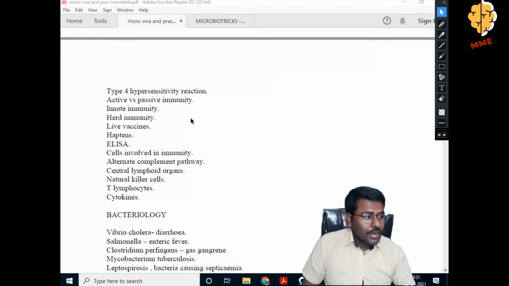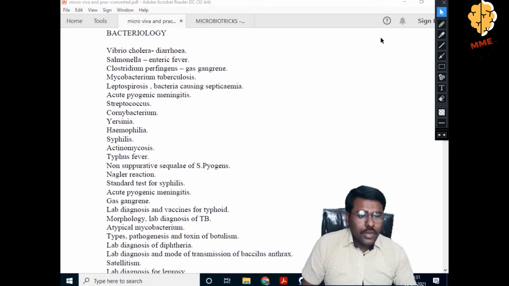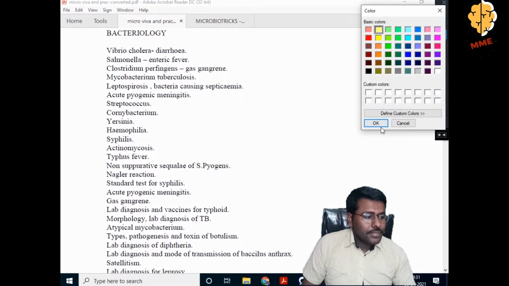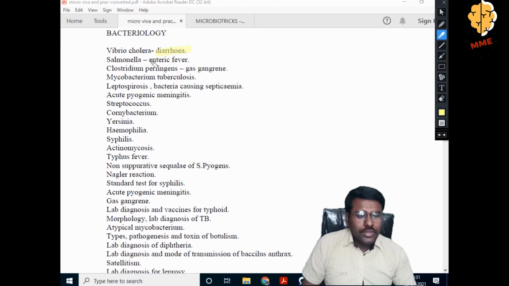immunological part. Coming to the bacteriological part, they ask you about Vibrio cholerae for diarrhea. They ask you about enteric fever, gas gangrene, Mycobacterium tuberculosis, leprosy. Okay, then they ask you acute pyogenic meningitis, streptococcus, and they can ask you what is the most common infection caused by streptococcus. Very common questions. The syphilis, Corynebacterium diphtheriae, they are frequently asked questions.